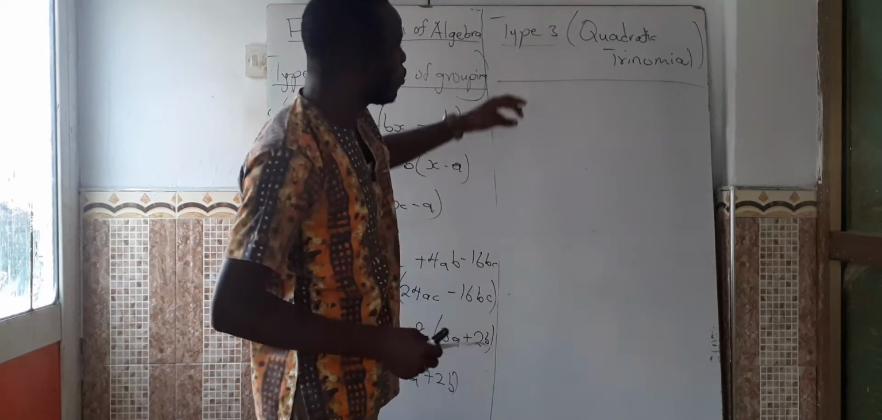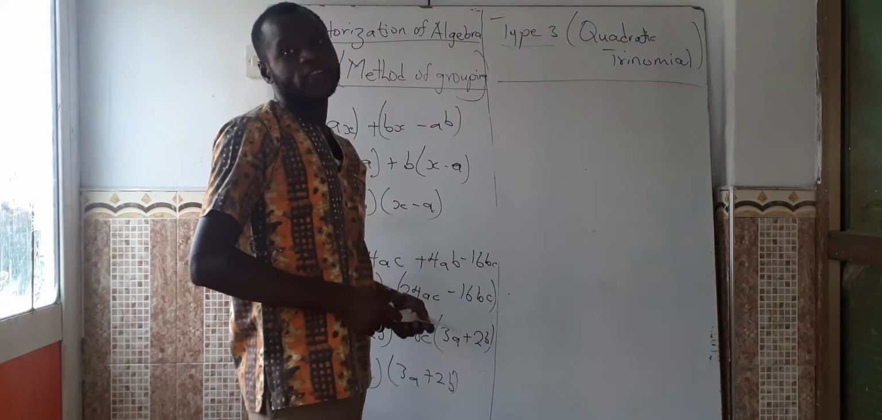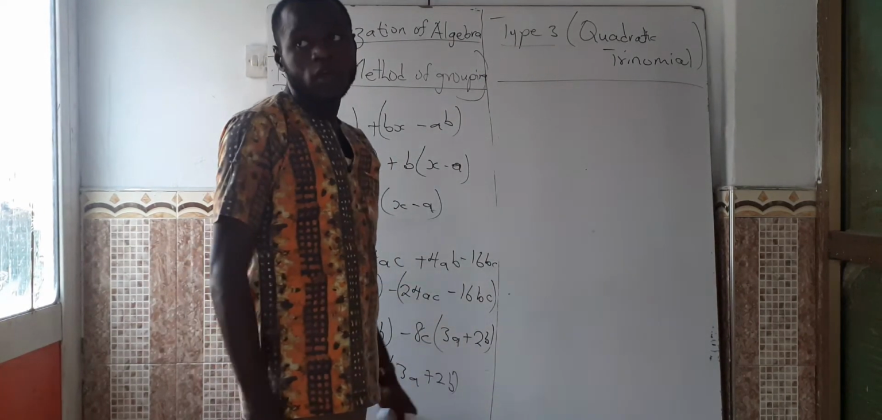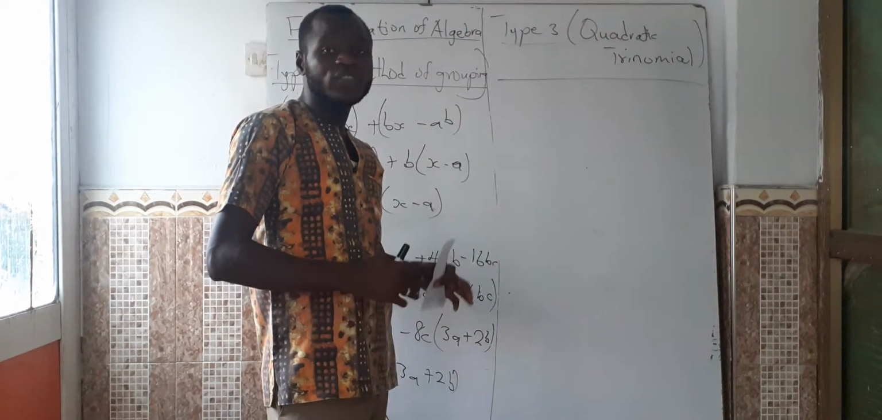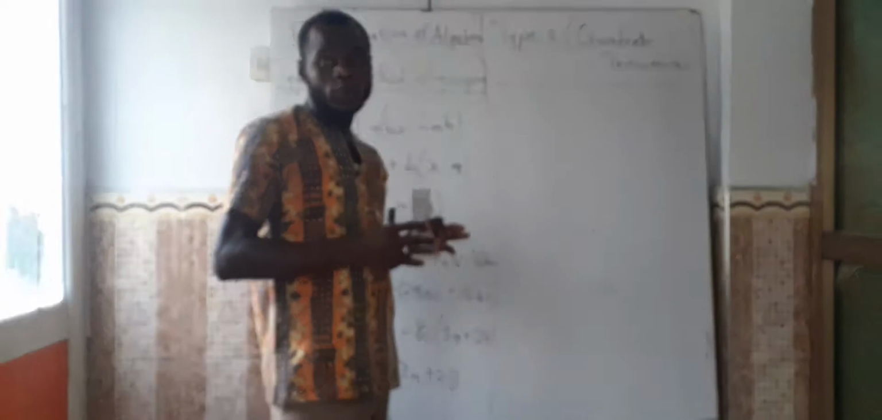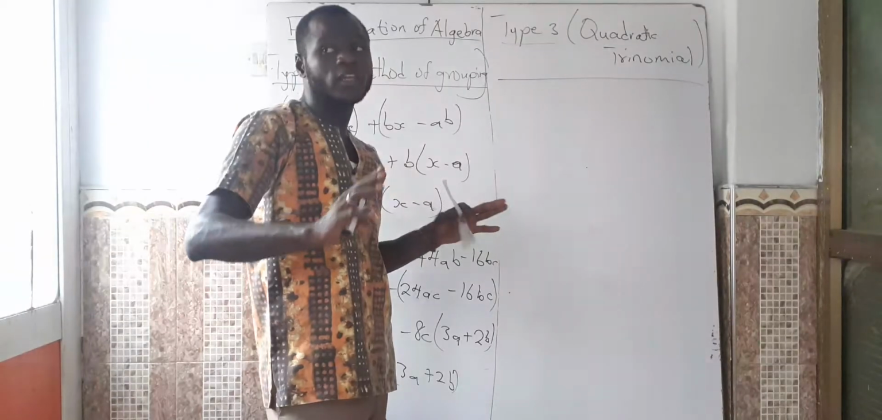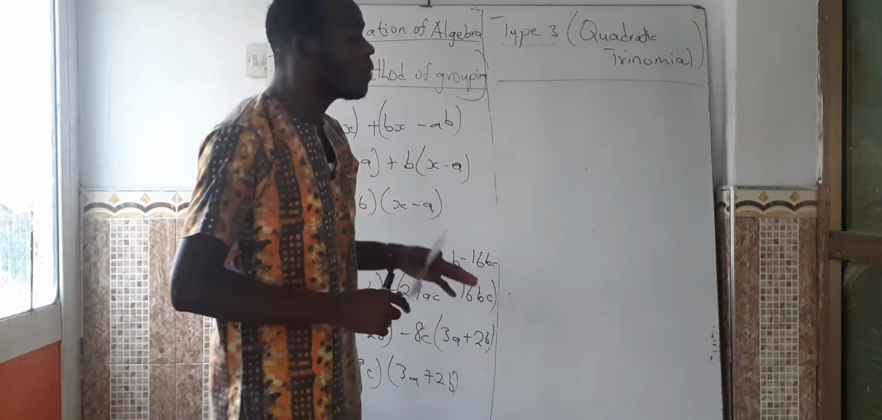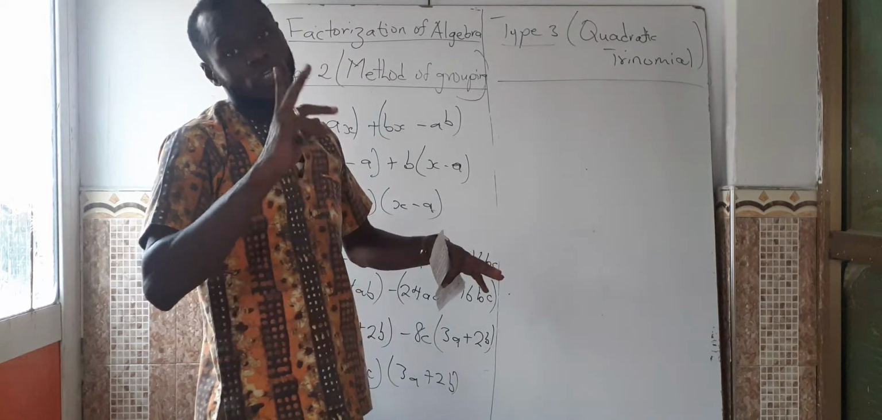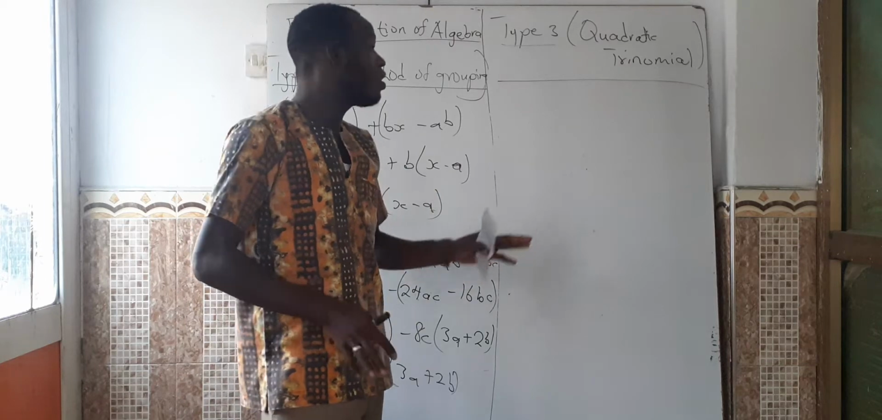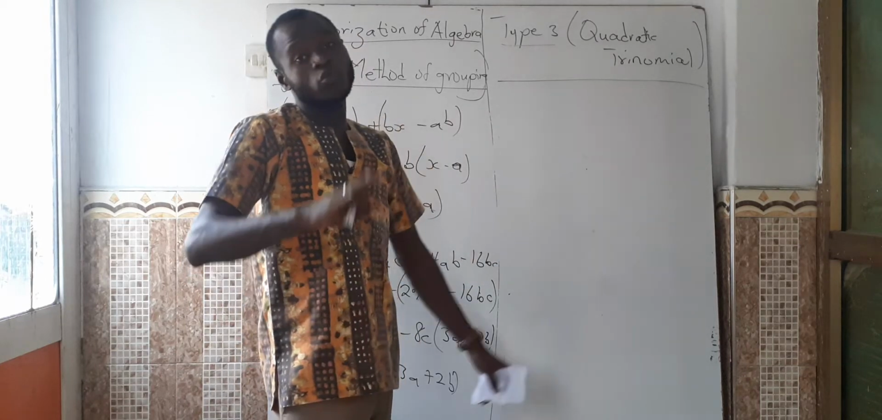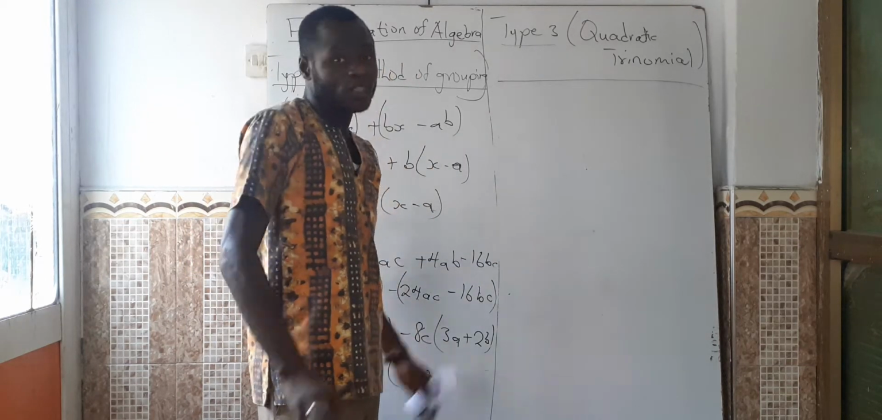Okay, now we are moving on to type 3, which is the quadratic trinomial. Quadratic trinomial means that the number of terms in this expression is supposed to be how many? 3. When you say tri, it means 3. Remember we did binomial, it means the terms in the expression were 2. That was why it was called binomial. So with this one it is trinomial, meaning we'll be getting 3 terms in the expression.